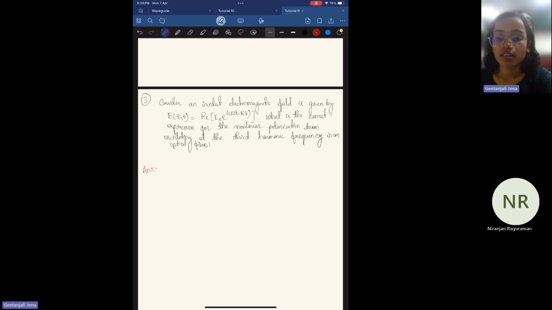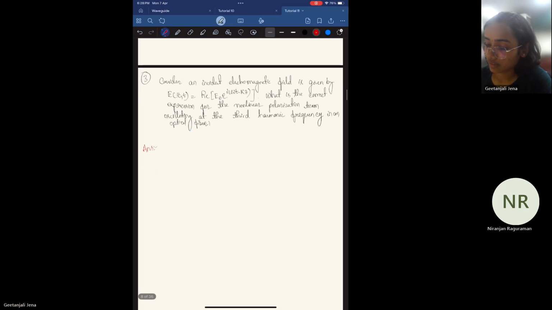So the question is: consider an incident electromagnetic field given by E(z,t) as the real part of A0 e to the power i(omega t minus kz). What is the correct expression for the nonlinear polarization term oscillating at the third harmonic frequency? Third harmonic frequency means 3 omega, right? So you need to find out the terms corresponding to the third harmonic frequency.